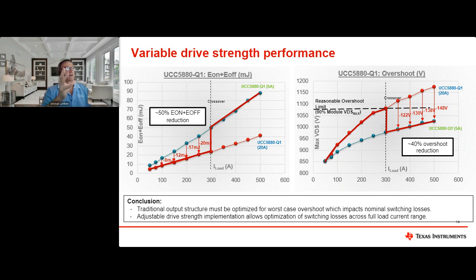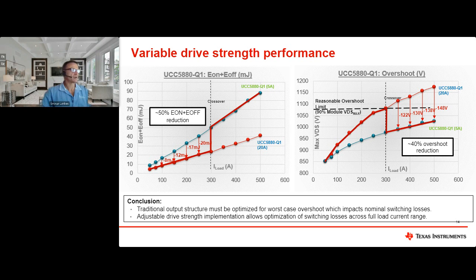And this is kind of what it really sums up to. In this particular slide, the left graph is energy losses versus load current. The right graph is maximum VDS overshoot, maximum VDS voltage over load current. And essentially what real-time variable gate drive strength allows you to do is get the best of both worlds.